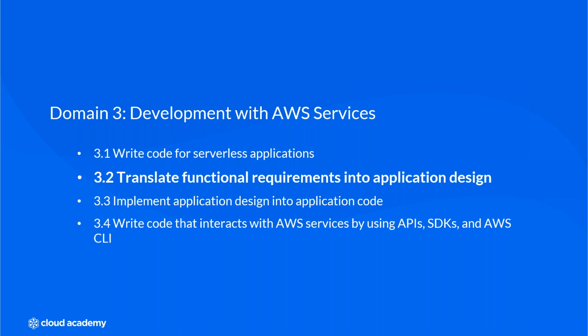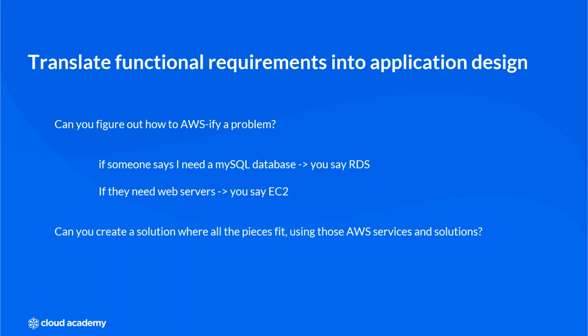Translate functional requirements into application design. What does that mean? Like I said earlier, can you AWSify the problem? I want you to think that if someone says I need a MySQL database, you go, RDS. Anytime someone says that, I want that pounded into your brain. And anytime someone says they need a web server, you say EC2.